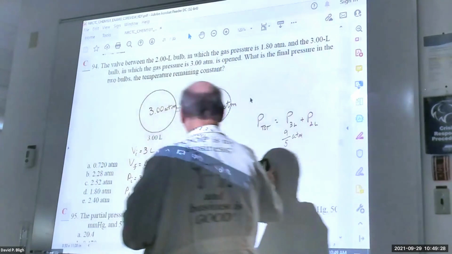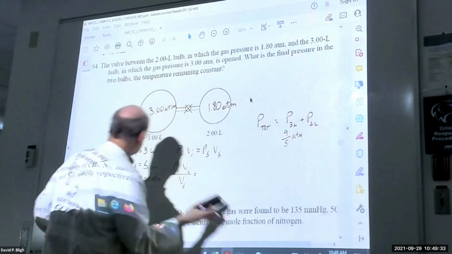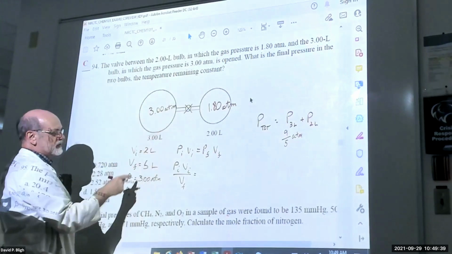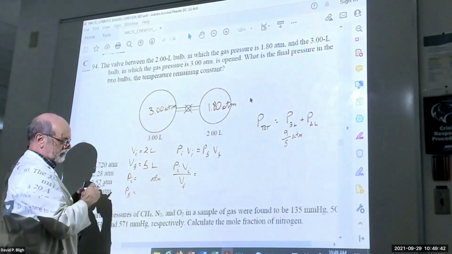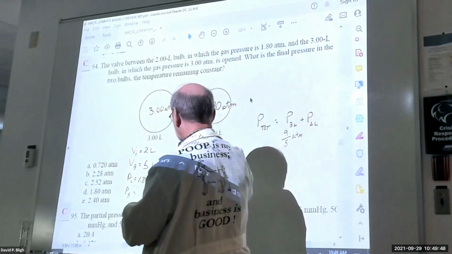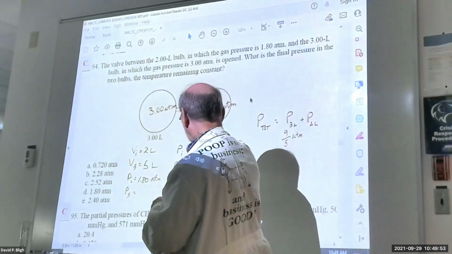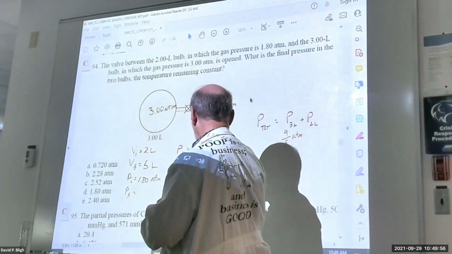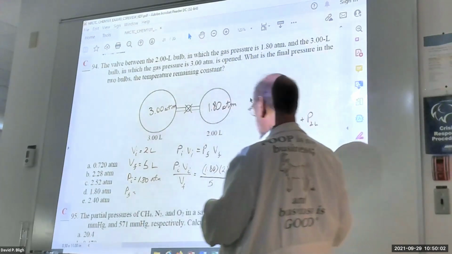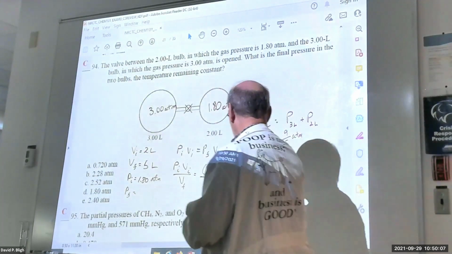Okay. Now, this one, I'll just do it over here. The final volume is the same. The initial volume is 2. And the initial pressure is 1.8. So now we put in initial pressure, 1.8 atmospheres. The initial volume is 2. And the final volume is the same as before. So what's that? 3.6.